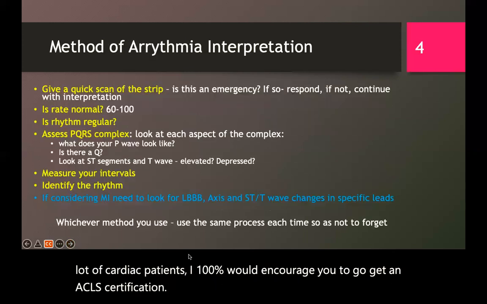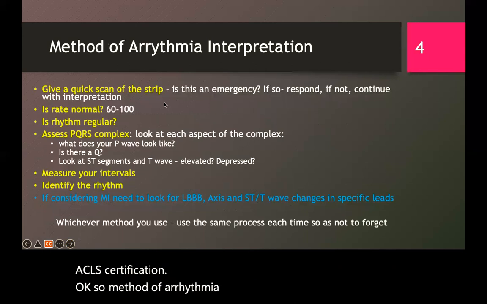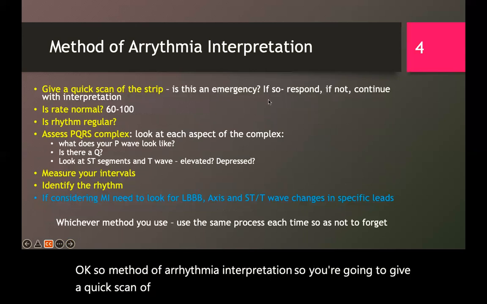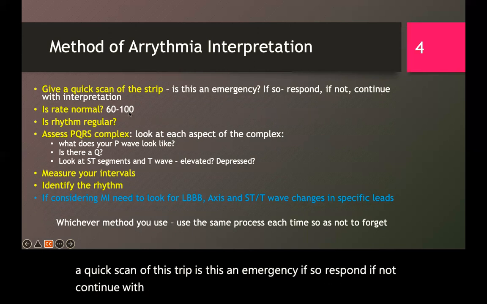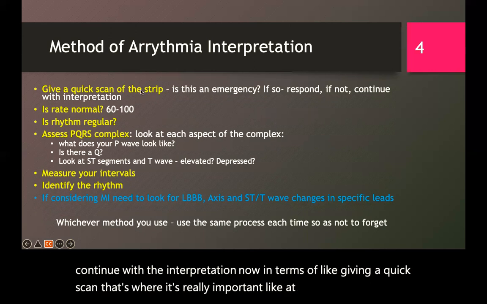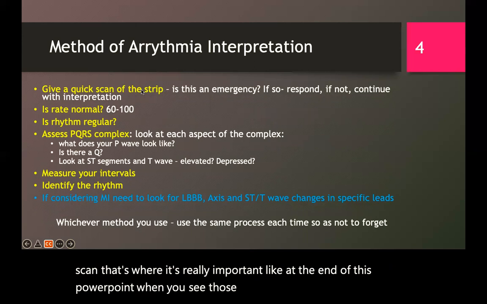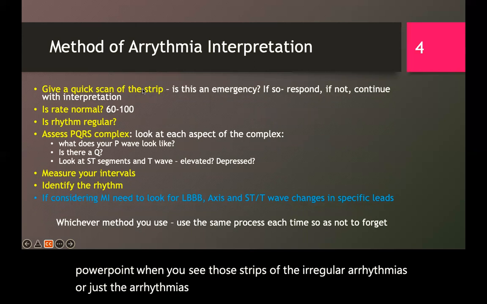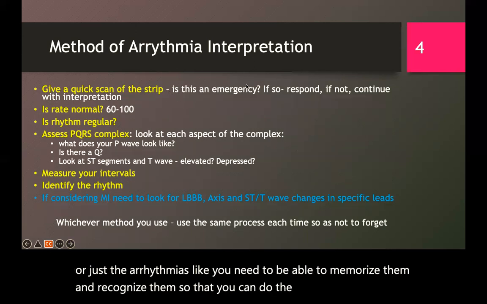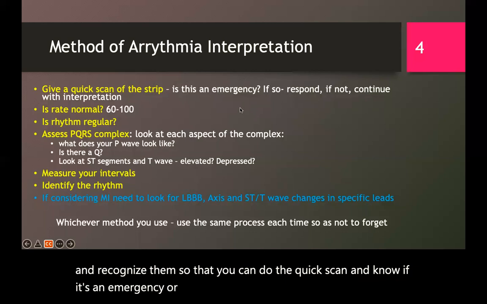Okay, so method of arrhythmia interpretation. You're going to give a quick scan of the strip. Is this an emergency? If so, respond. If not, continue with the interpretation. Now, in terms of giving a quick scan, that's where it's really important. At the end of this PowerPoint, when you see those strips of the irregular arrhythmias, you need to be able to memorize them and recognize them so that you can do the quick scan and know if it's an emergency or not. And we'll go over that more at the end.